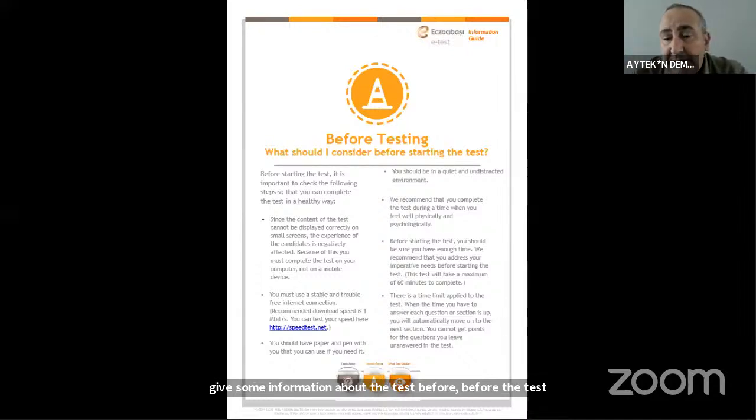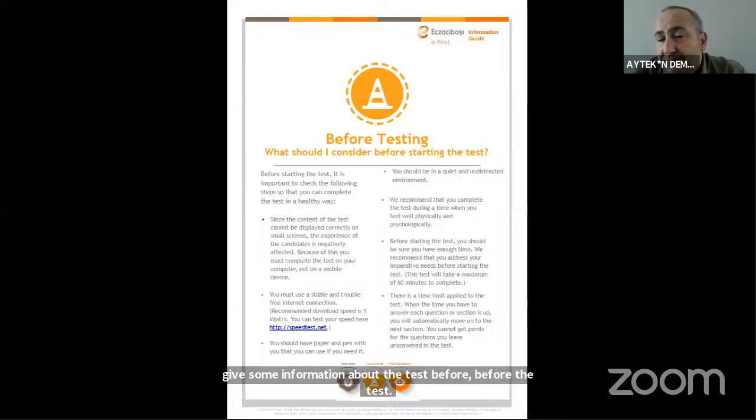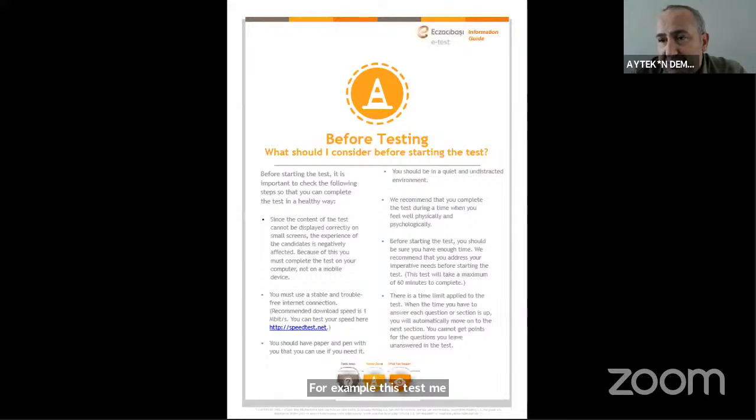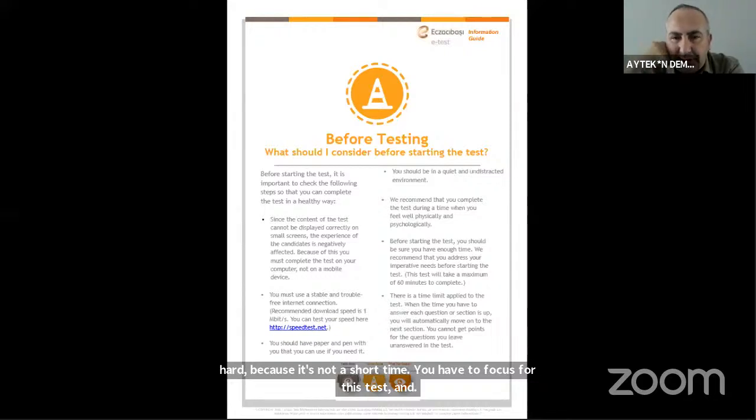For example, this test will take maximum 60 minutes, nearly. This is a good time for a test. You have to be ready for this test like an examination, 1 hour, because it's not a short time. You have to focus on this test and other things. We can change to the other page.